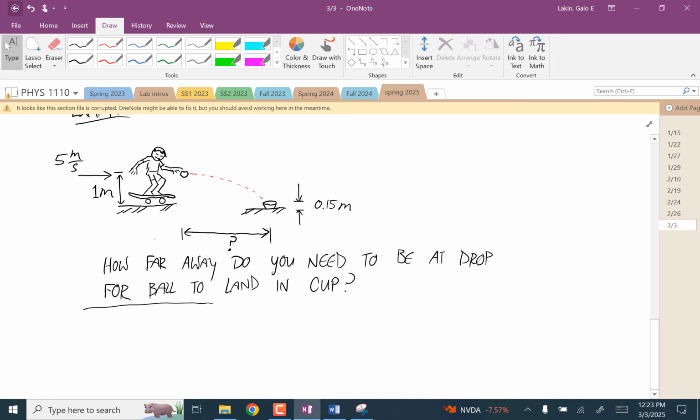Okay, well, the first thing we have to do is choose a time equals 0, a time final, and a coordinate system location. I'm going to do what I always do and put my coordinate system on the ground beneath where it is at the start of the motion. And my time equals 0 is going to be the instant it's dropped. And the time final is going to be the instant that it reaches a height of 0.15 meters.